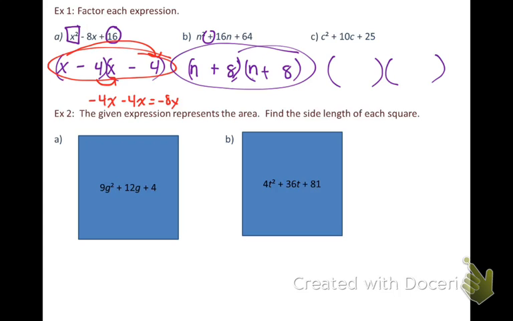C, I'm going to break up C and C. And 25, I'm going to square root 25, which would be 5 and 5. And again, I'm looking to see what my signs are going to be, and that would be plus and plus. And if I did my outer and inner, I would have 5c plus 5c, which is 10c.